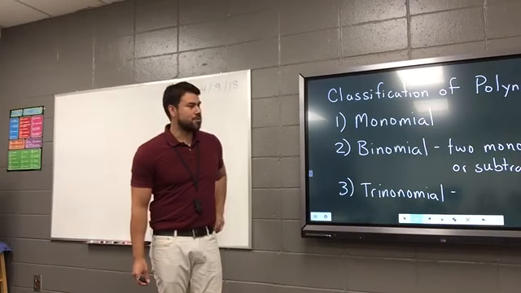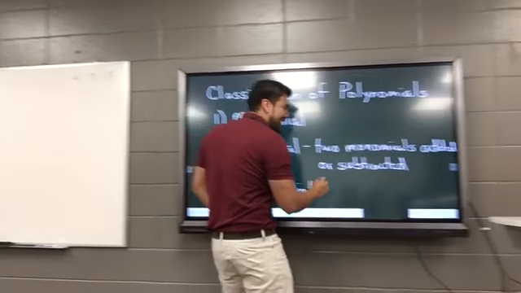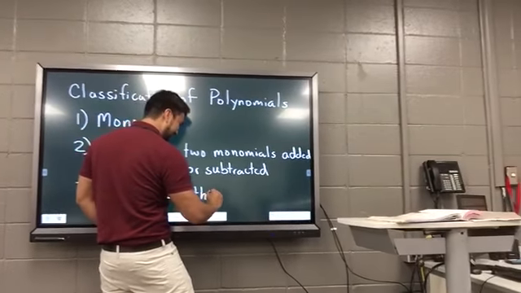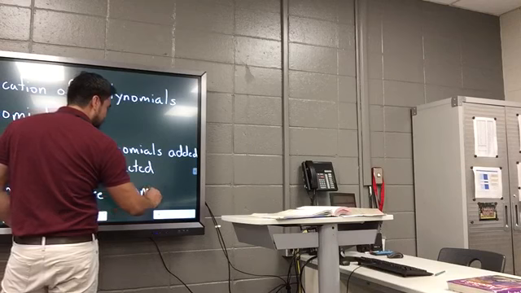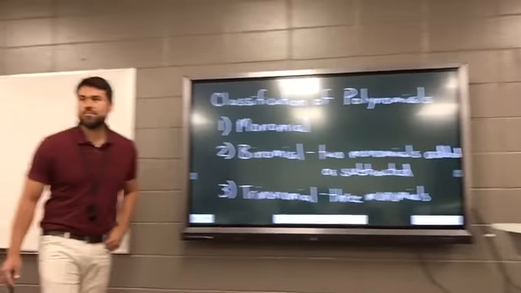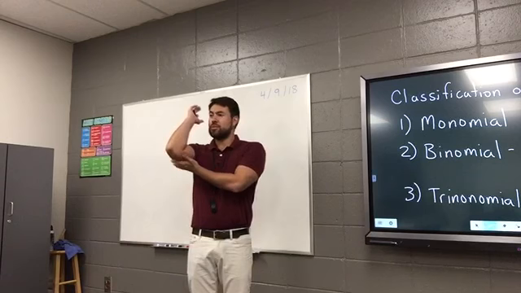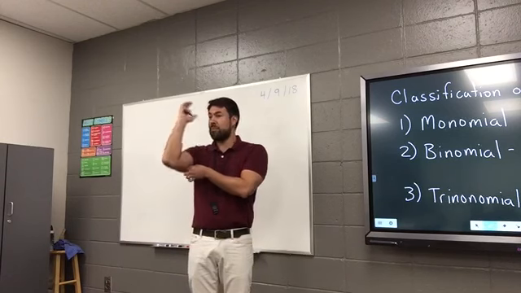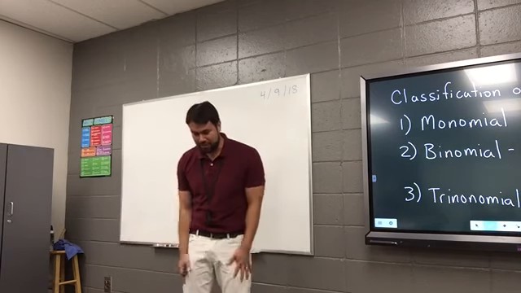How many monomials are added or subtracted in a trinomial? Three. Yeah, you can put 3 monomials that are added or subtracted. What about triceps? Triceps has, it's this muscle right here, it's broken into 3 major parts. Biceps have 2 major parts. And quadriceps have the 4.